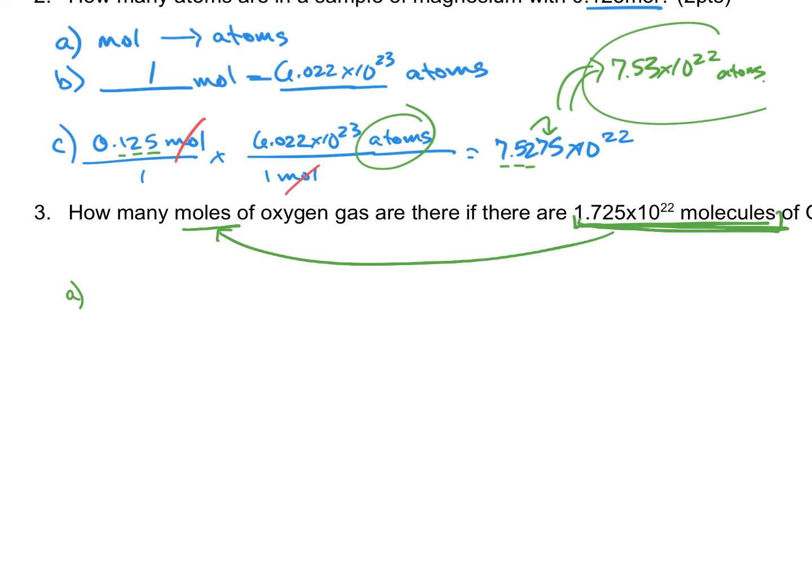So any type of conversion problem has 3 steps. This question is asking for the pathway. So molecules to moles, that's the pathway. Now that you have your pathway, you need a conversion factor. So to change molecules to moles, if you have 1 mole, that's Avogadro's number of molecules. 1 mole of anything is this many of them.